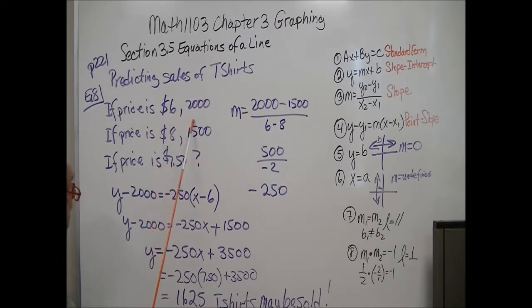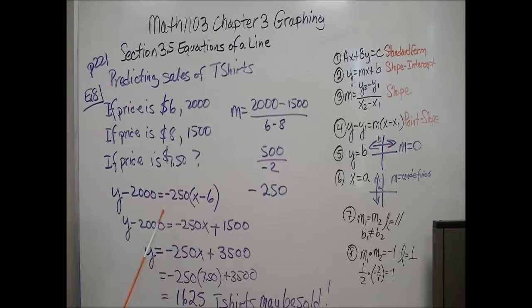So we put our data into our slope formula. 2,000 minus this, 6 minus this, gives us a slope of a negative 250. We put that into formula 4, and I'm using the first set of data, grind it through, and we end up with, and you can pause it if you want to see it, or the work is all in your textbook as well, that you would expect to sell 1,625 t-shirts if the price is $7.50.